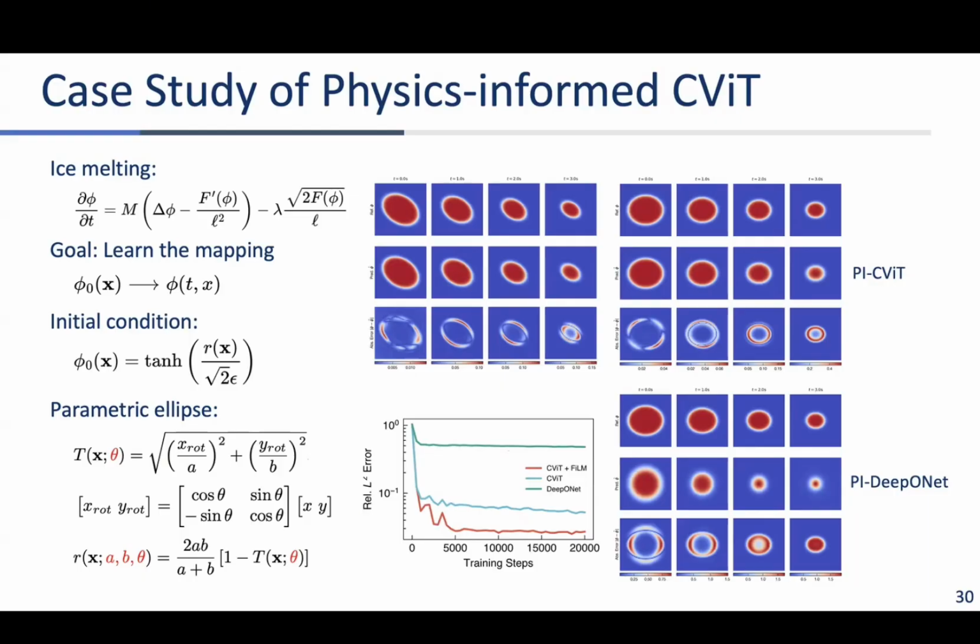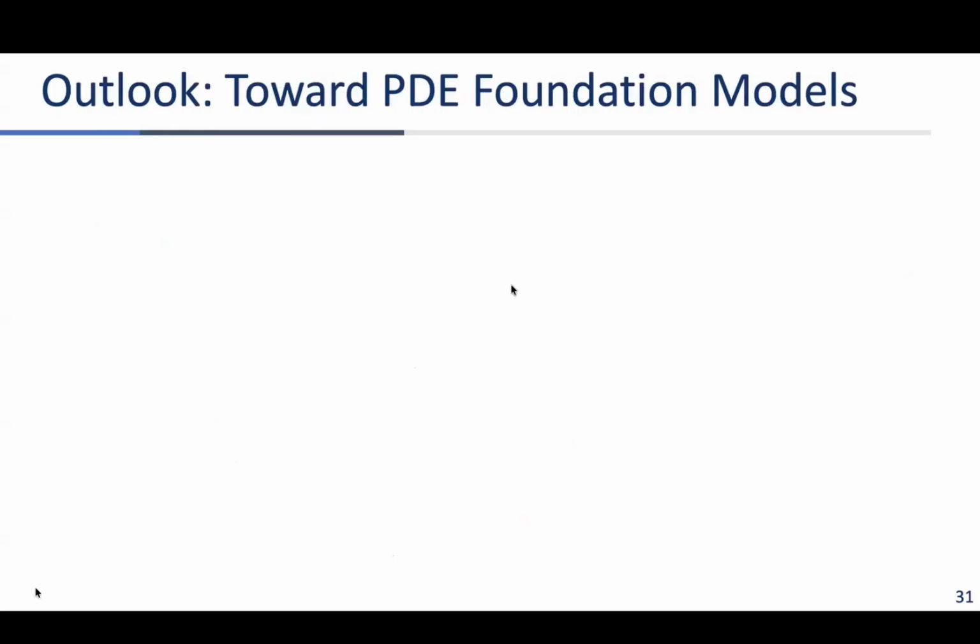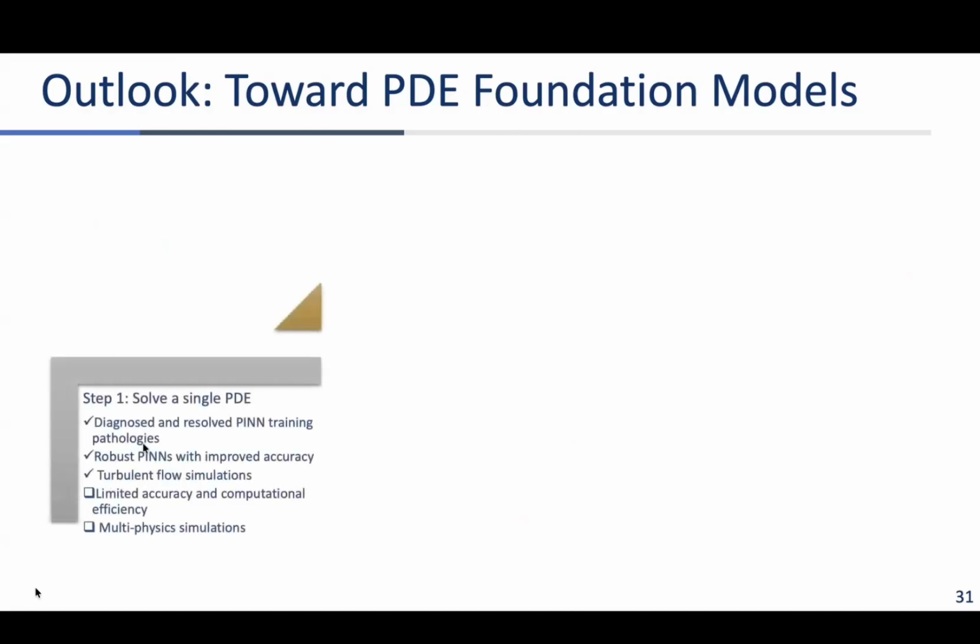Now this is pretty much all about my presentation, but at the end, I want to put everything back to the roadmap I presented in the earlier slides, and this is all towards the PDE foundation model. If you remember, we decompose our goal into 3 steps. In the very first step, we want to solve a single PDE with neural networks. Here, I spent a lot of effort in diagnosing and resolving PINNs training pathologies, and that leads to the robust PINNs with improved accuracy. And I also highlight the PINNs' potential in simulating turbulence.